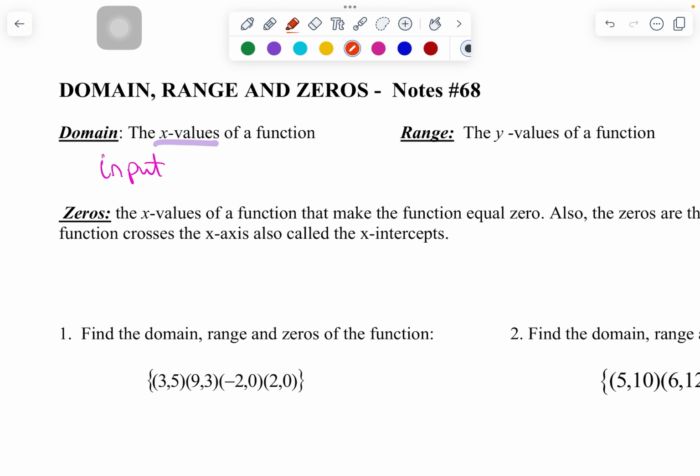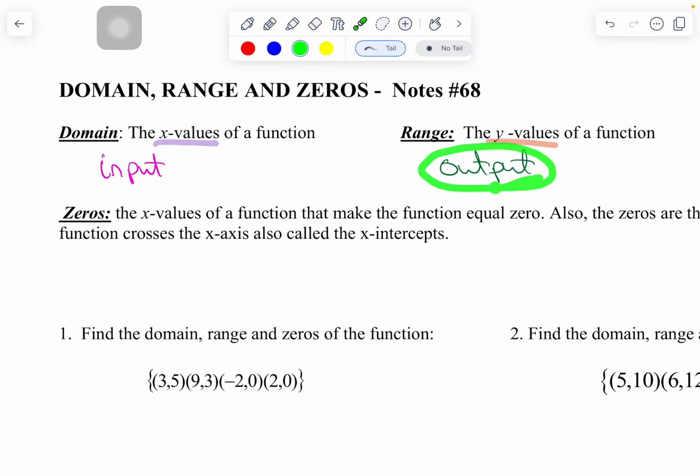Range are your y values of the function. These are your output values. So once you put a value into the function, that's your x value, your input, what value you get out of the function, that is your y value, okay?